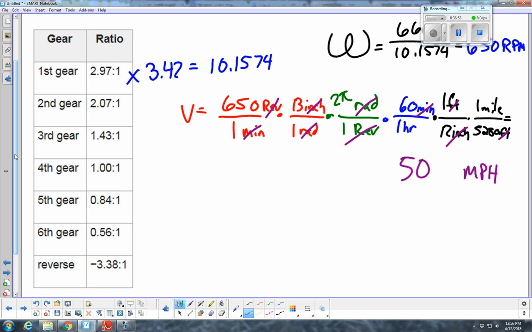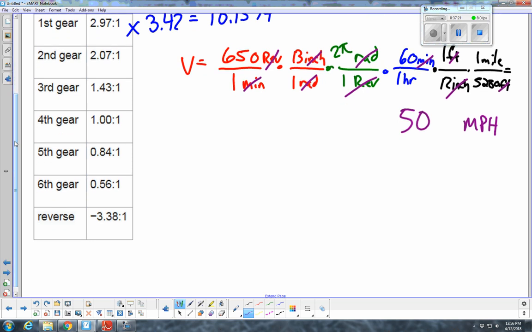Well, this is called the Dom problem. We're going to figure out how fast the Blue Demon can drive in reverse. So, here we go. Ready? Let's find out how fast the Blue Demon can go in reverse. You ready? So, the reverse gear is a negative 3.38 to 1. Negative, meaning it's going the wrong direction. Here we go. We're going to take the reverse gear and we're going to multiply it by what? Does it have the same differential? 3.42. Yep. Good. You multiply by the same differential, 3.42.